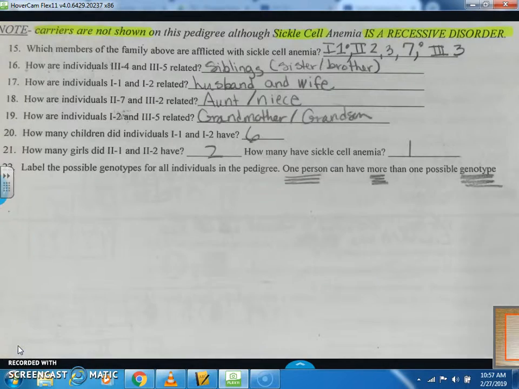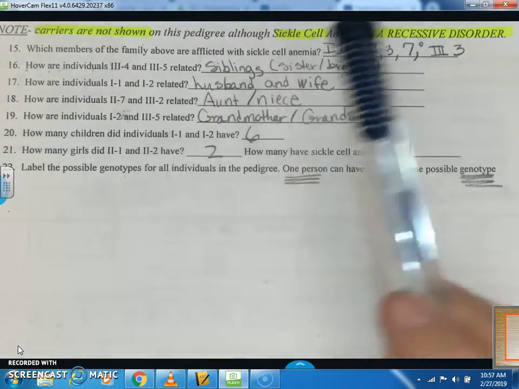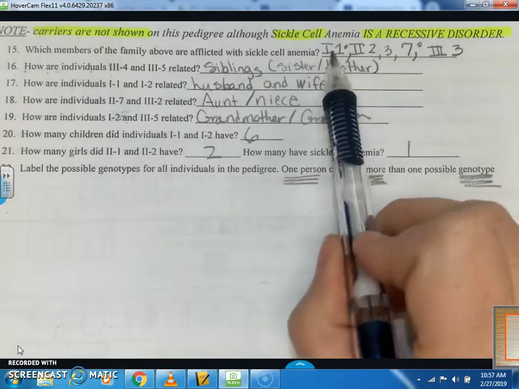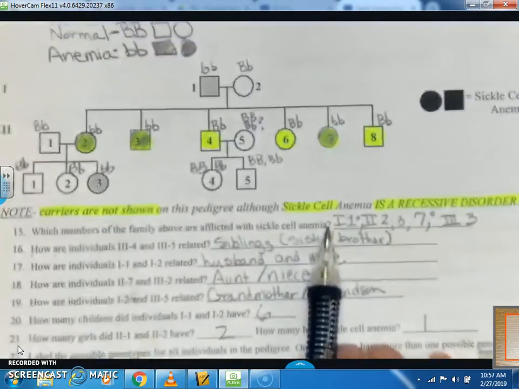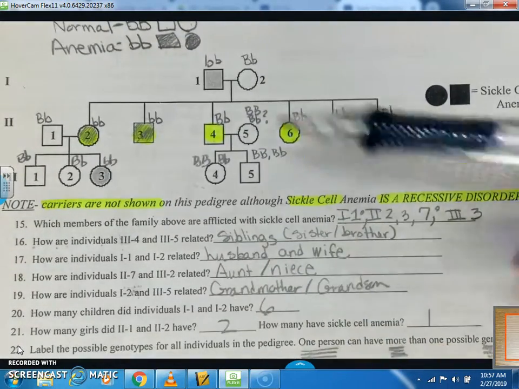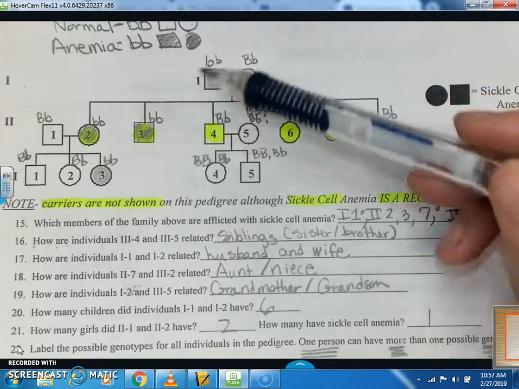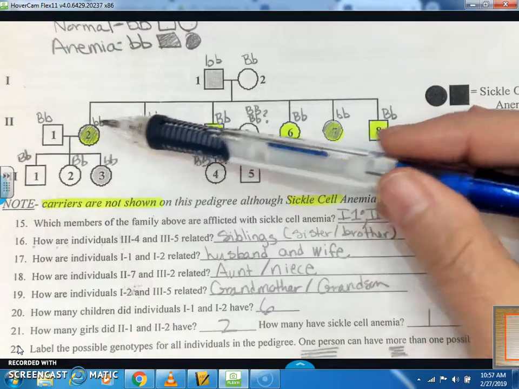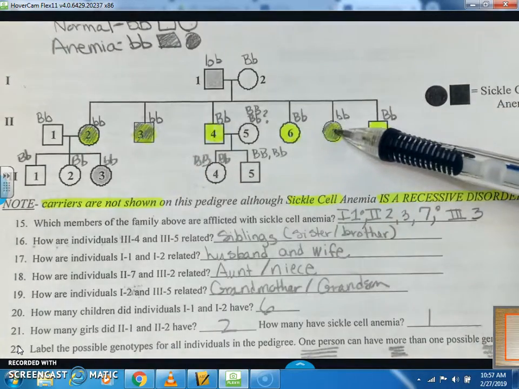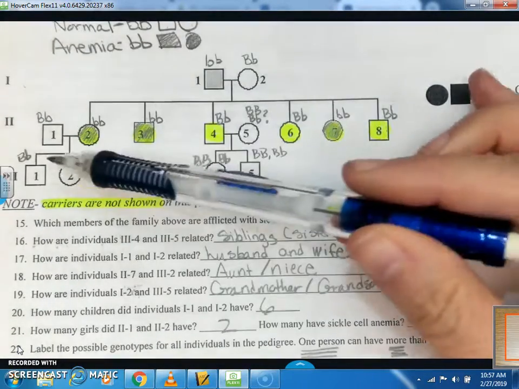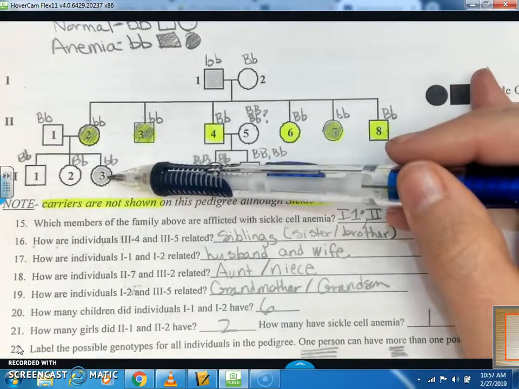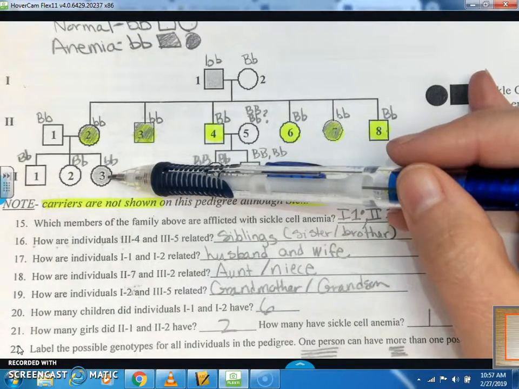So here are the answers to 15. Which members of the family above are afflicted with sickle cell anemia? We know that from the first generation, let me come down here so you can see, person number 1 is affected. From the second generation, persons 2, 3, and 7 are affected. And from the third generation, we know that person 3 is affected.